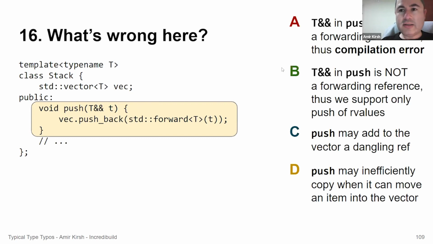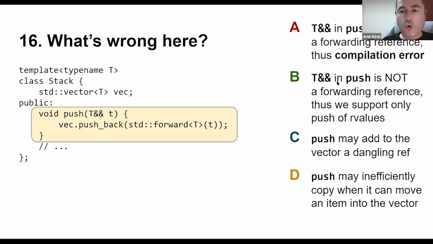What's wrong here? The answers are: A, T double ref in push is not a forwarding reference, thus a compilation error. B says T double ref in push is not a forwarding reference, thus we support only push of rvalues. C says that push may add to the vector a dangling reference. And D says that push may inefficiently copy when it can move an item into the vector. So all answers say that there is some problem with T double ref. What is the problem with this T double ref here? Is it A, B, C, or D?